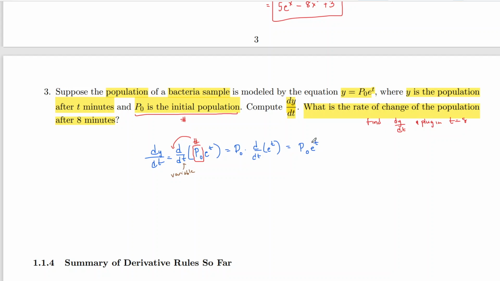And if you're looking at that, you can see the derivative was just the original function. That's not that uncommon because the derivative of e to the t is itself, and then it's just being multiplied by a number. So it's going to actually be itself. The derivative is itself in this case. Now, what is the rate of change after 8 minutes of the population?